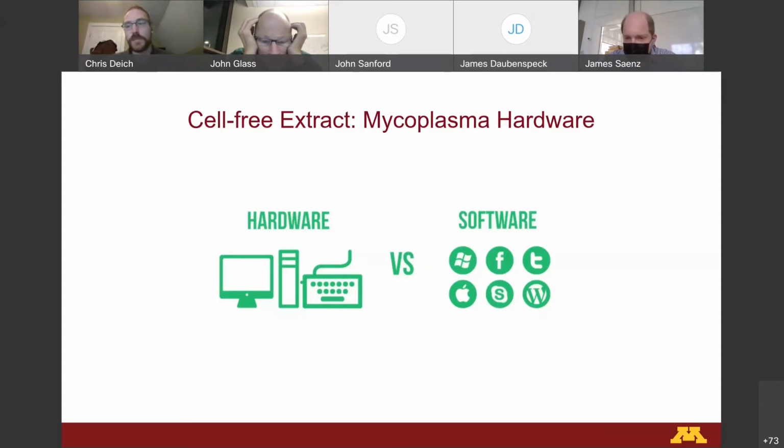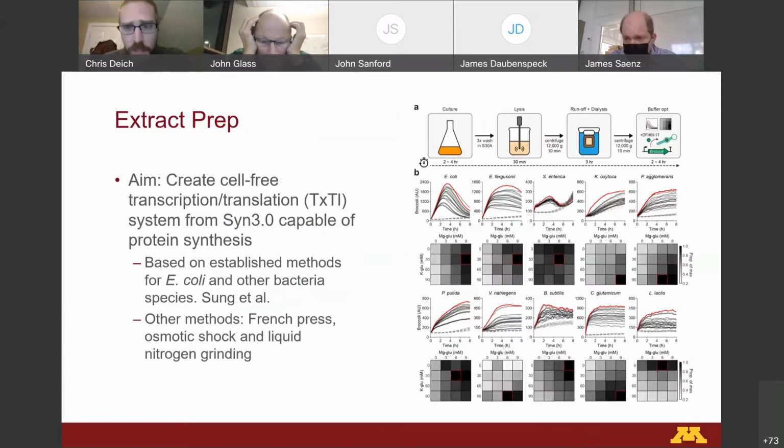So for this reason, we chose to prepare extracts from NCAP and Syn 3.0 for pairing with the Syn 3.0 genome. Most efforts for construction of synthetic cells are based on E. coli cell-free extract systems, either using lysate preps or PURE, like I previously mentioned, that is, protein synthesis using recombinant elements. E. coli is a very valuable model.